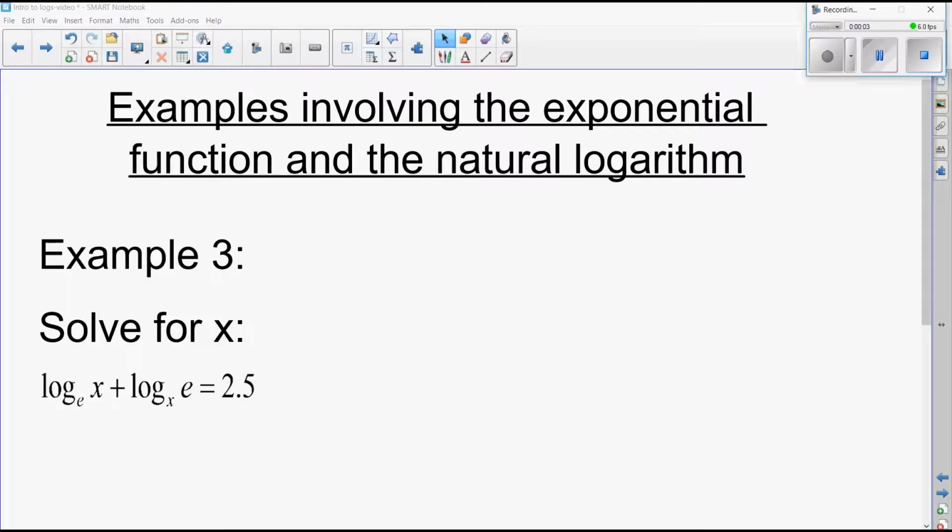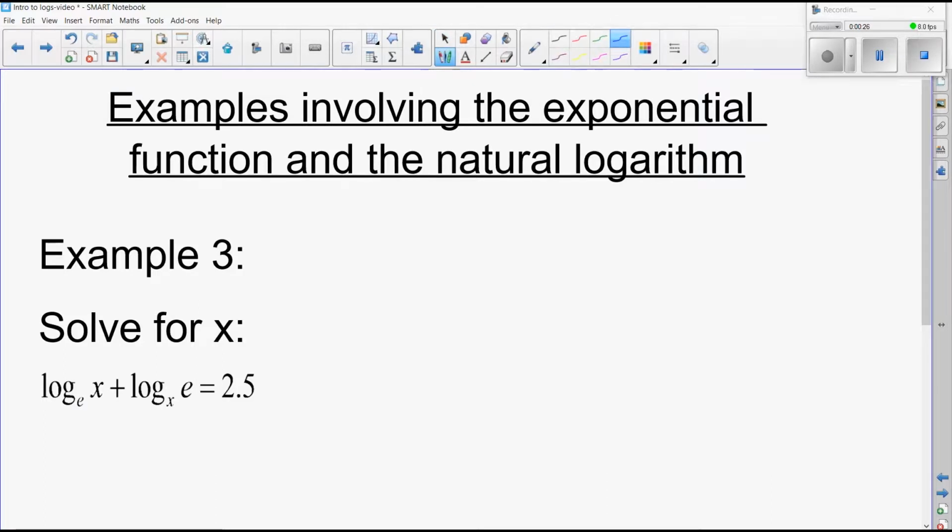Examples involving the exponential function and the natural logarithmic function. In example 3, we are asked to solve for x, where log of x to the base e added to log of e to the base x equals 2.5. Now this is an unusual question because if you notice, you have two different bases. One is base e and the other one is base x.